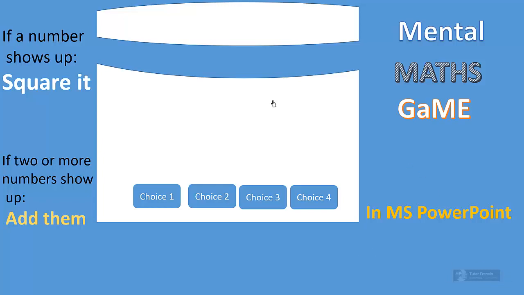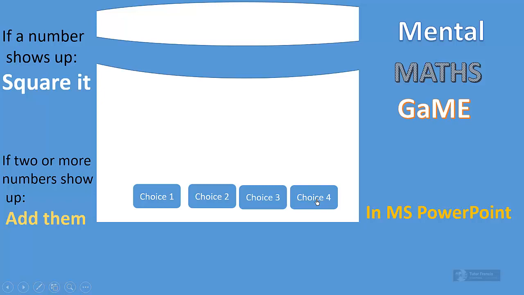Let's see how we can create this simple mental math game in Microsoft PowerPoint to engage students. So this is how the game works. The student chooses any of these numbers that is hidden, either two or three numbers or four numbers or one number. Then he waits and follows the instruction.